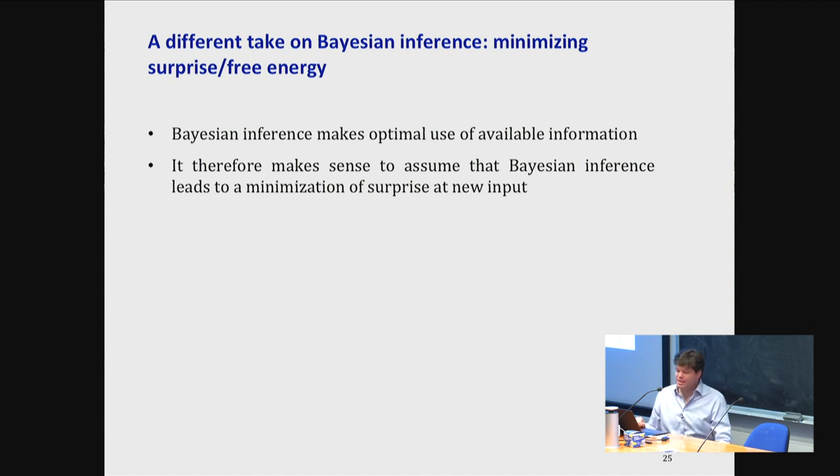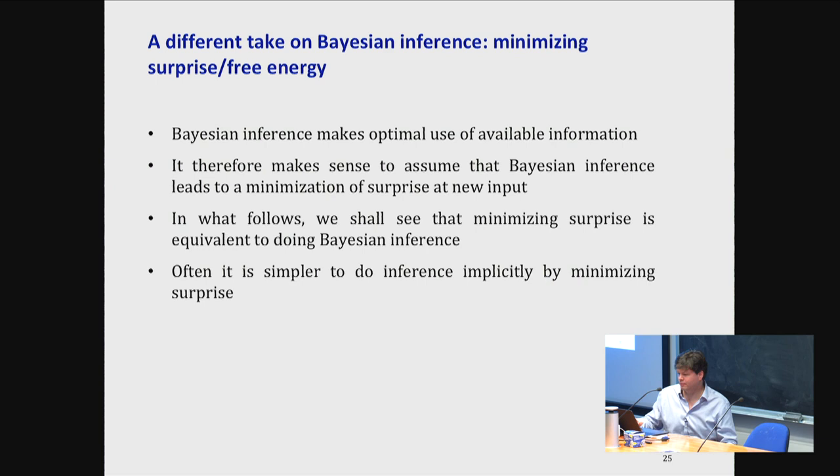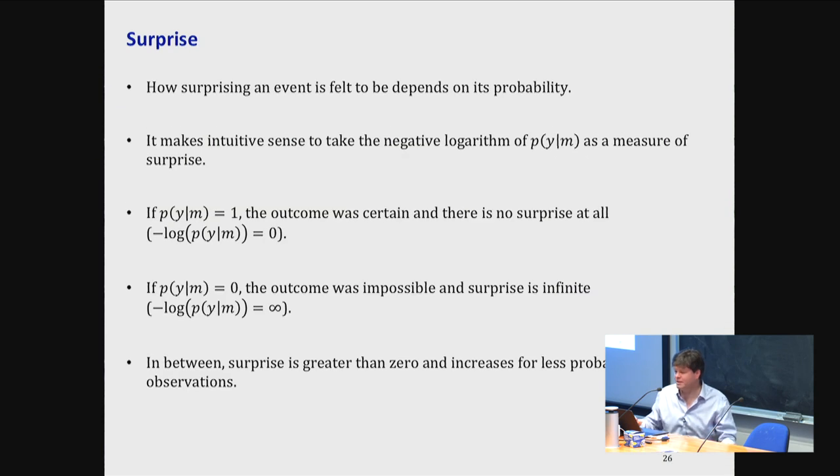So, it makes sense to assume that Bayesian inference leads to a minimization of surprise at new input, because you've taken account of all the information you have to predict new input. You will now be minimally surprised at the new input that you get. So we will take this as our point of departure, and we shall see that minimizing surprise is equivalent to doing Bayesian inference. And often it is simpler to do inference implicitly by minimizing surprise. So what is surprise?